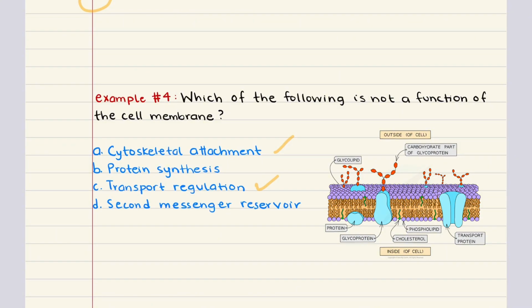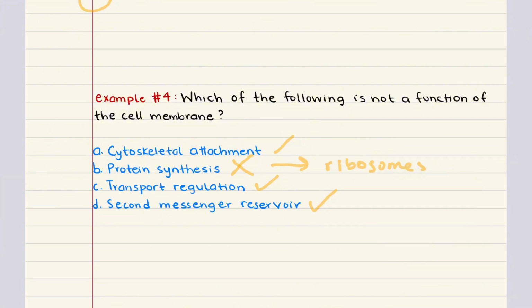The membrane can also act as a second messenger reservoir, with certain lipids and proteins in the membrane serving as sources or anchors for signaling molecules. However, protein synthesis is not a function of the cell membrane. Protein synthesis takes place primarily in the ribosomes, which may be free in the cytosol or bound to the rough endoplasmic reticulum, but not in the plasma membrane itself. Therefore, the correct answer for problem 4 is B.